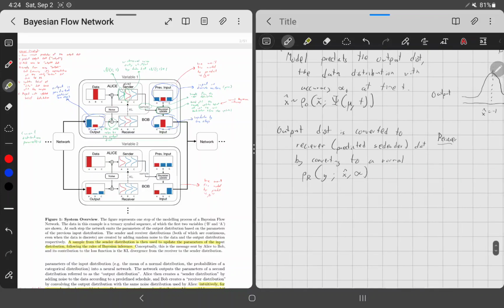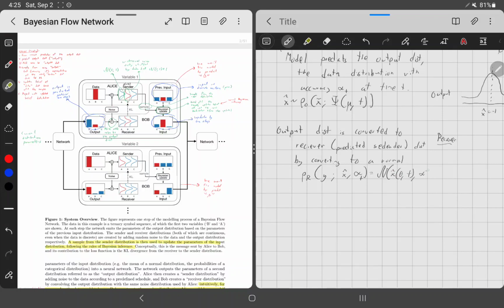So at this time step, since it's the first step, alpha sub t is going to be very high. So this is a normal distribution. Let me write it out here. Normal distribution, x hat, given theta t, and that. So it's the inverse of alpha. I think I kind of messed up on how I said alpha.